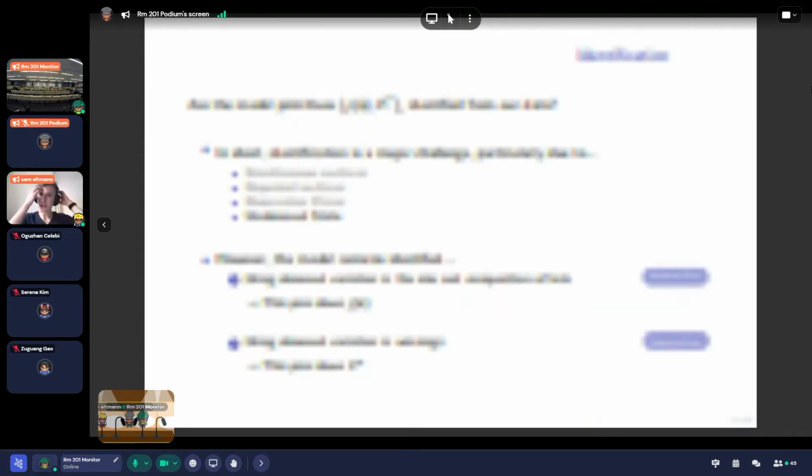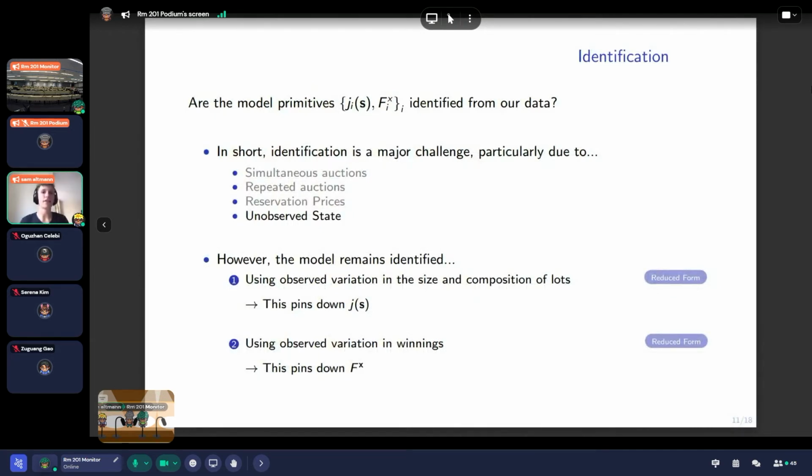Next. So a key question here is, are the modeled primitives, the flow payoff function J and the distribution of net donations F, uniquely pinned down by my bidding data? Identification is a challenge for a number of reasons. I'm going to focus on these unobserved stocks today. So we know that identification can be a challenge when you have time-varying unobserved heterogeneity, whether you can actually identify that unobserved heterogeneity. Now, my model remains identified through two sources of variation.